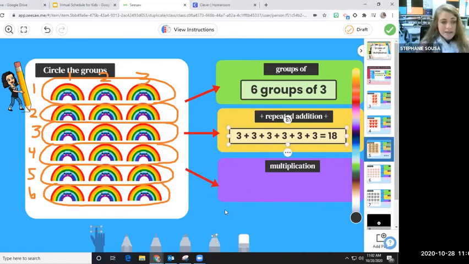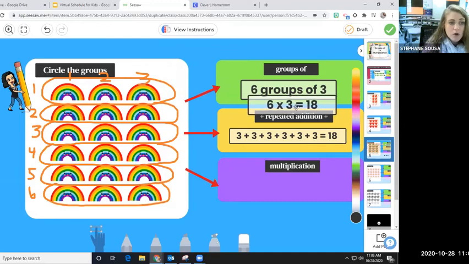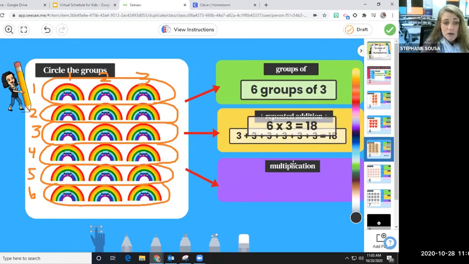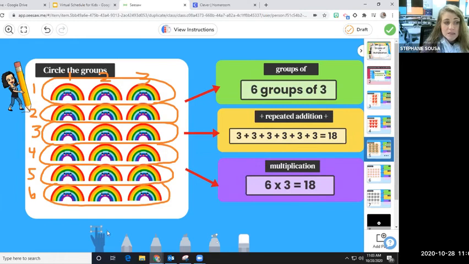Again, my picture did not change, so my multiplication sentence has to have the exact same answer. I also know that the multiplication sign is the same thing as saying groups of. I have 6 groups, so 6 is the first number in my multiplication equation. I have 3 things in each group, so 3 is the second number in my multiplication equation. And the answer is the same because this picture shows 18 rainbows.